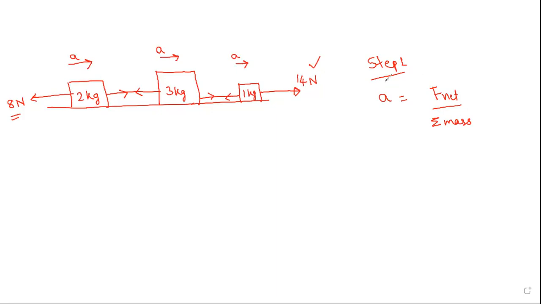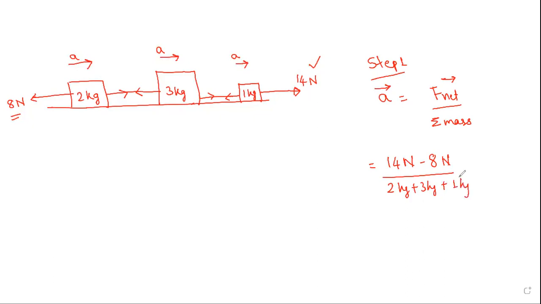The acceleration is towards the right. So the net force towards the right would be 14 Newton minus 8 Newton, because 8 Newton is towards the left. And the summation of the mass: what is the mass summation? It is 2 kg plus 3 kg plus 1 kg.